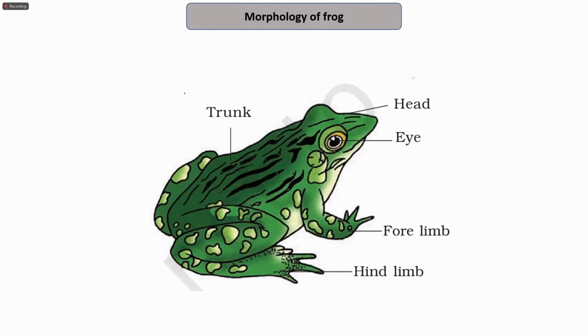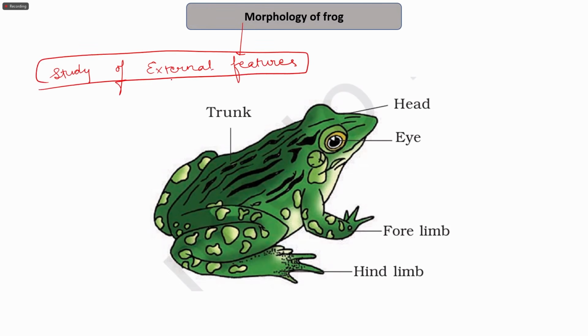So, what is morphology? Firstly, we'll understand this term. Morphology is the study of external features. These external features are known as the morphology. They are the ones that are easily visible when we see any organism. So, the external features which we see are the morphology of that organism.